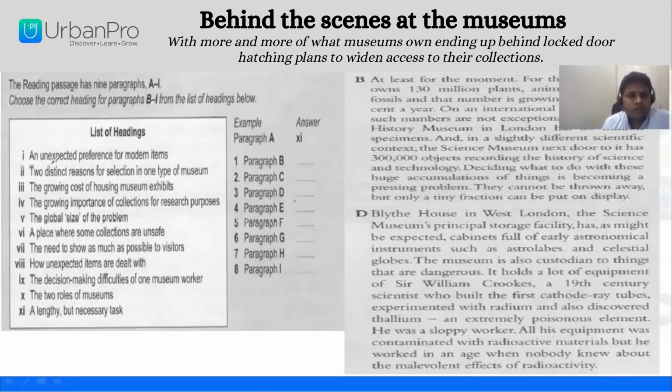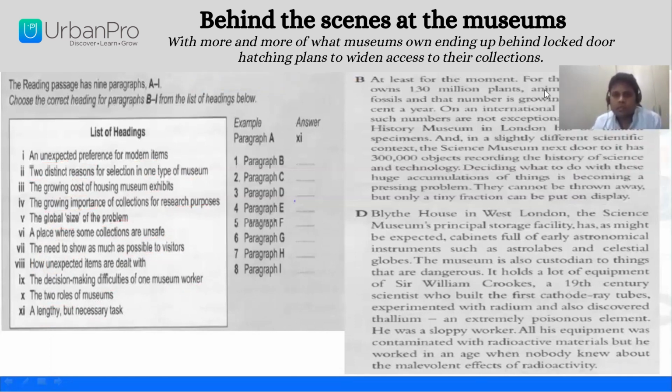Okay. So the first heading, important keywords: unexpected preference, modern items; 2 reasons, 1 type of museum; growing cost, museum exhibits; growing importance, research purposes; global size problem; place, collections, unsafe, and need to show as much as possible to visitors, unexpected. And WH questions are always important, like what, where, why, who, and the decision making difficulties of a worker, two roles of museum, lengthy but necessary task. Okay, so we have underlined the important keywords here.